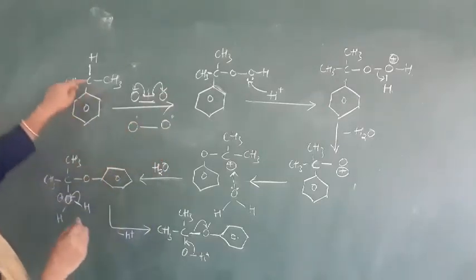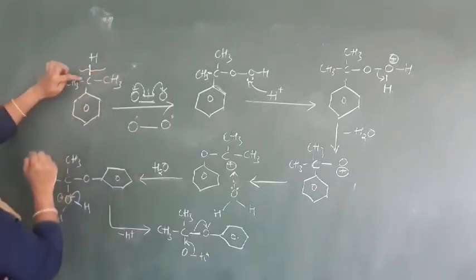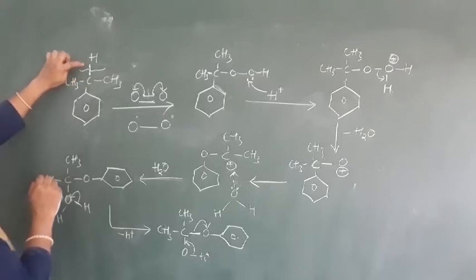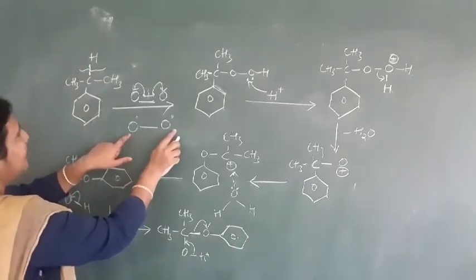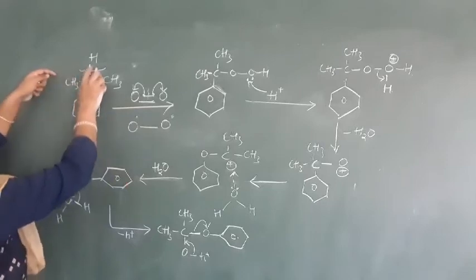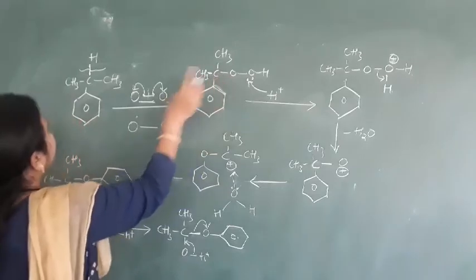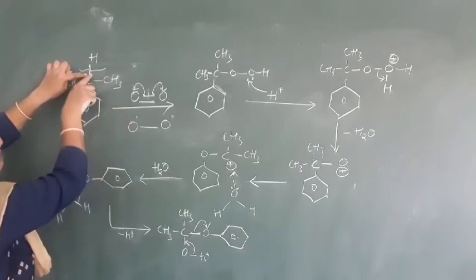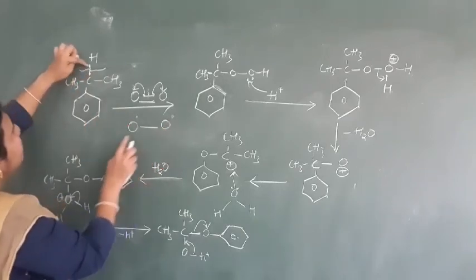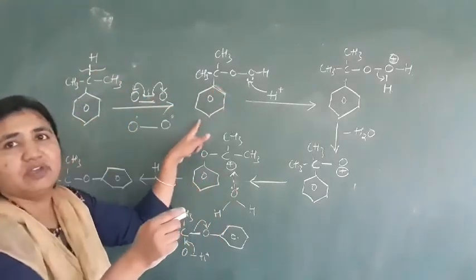Now homolysis will also take place between this carbon and hydrogen, and we will get a carbon with one electron and a hydrogen with one electron. So both oxygens, each with one electron, will come and join in between this carbon and hydrogen. One oxygen with one electron will join with the carbon, and the other oxygen with one electron will join with this hydrogen, and here we will get cumene hydroperoxide.